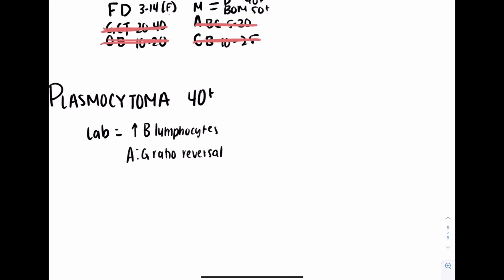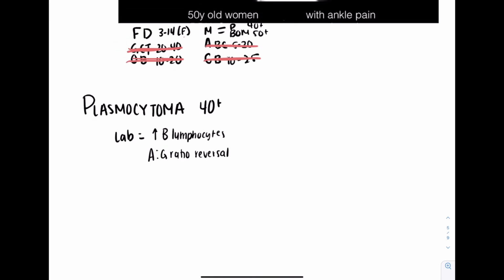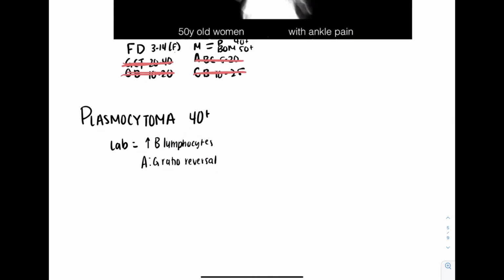The thing with this is that once it goes to multiple myeloma, 90% of the time they die within 3 years. So it's not a really good thing. But also plasmacytoma isn't very common. So it's not as common as some other things.